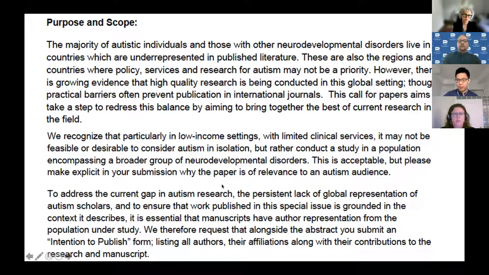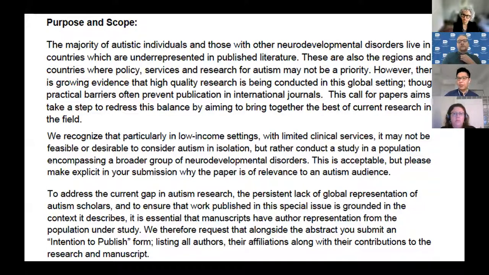Two more final points to note. One is that we would like to have the author groups coming from the local context, rather than researchers or clinicians coming from Western high-income countries who go to a place to conduct research and then publish the research themselves. We would like to publish work that's stemming from and coming from local context. So the author groups and researchers need to be from the diverse countries and communities.